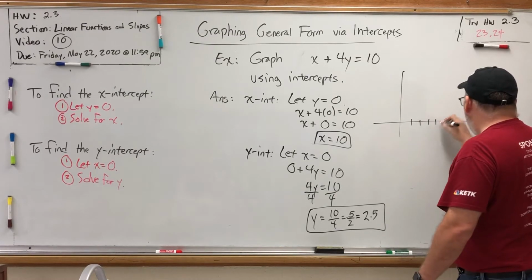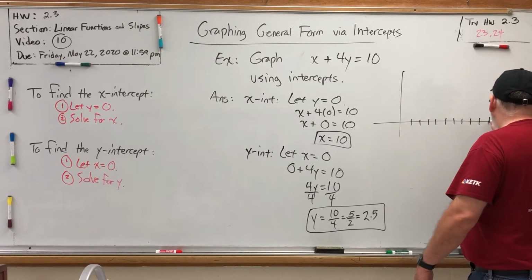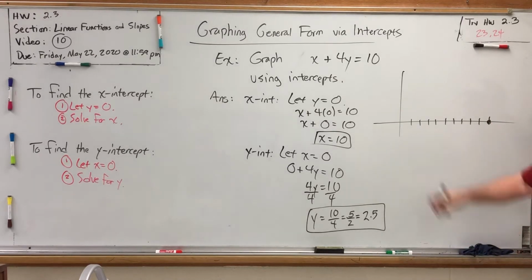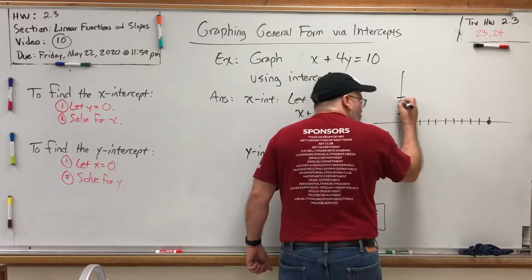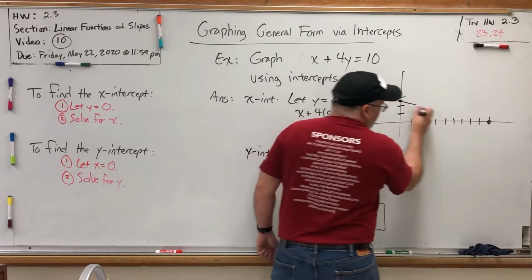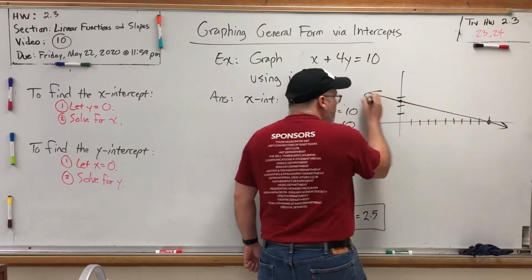1, 2, 3, 4, 5, 6, 7, 8, 9, 10. There's 10 on the x-axis. 1, 2, 3, 2.5 is halfway in between on the y-axis. Bada bing, bada boom, bada done.